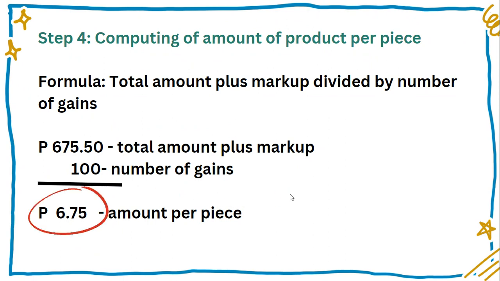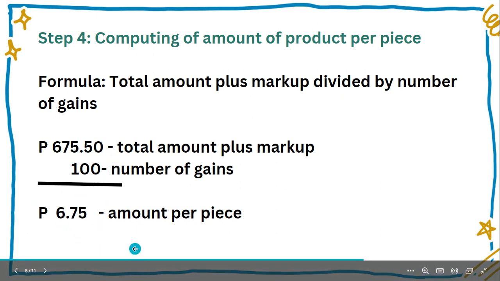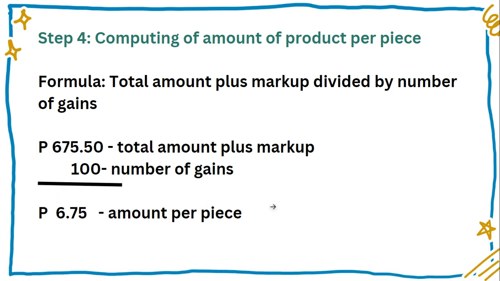If you still remember from the previous slide, or from the first slide that I showed you, this group made 100 pieces of pastillas. So we're just going to divide it. 675 pesos and 50 centavos divided by 100 is equal to 6 pesos and 75 centavos. So there you have it, children. That is how much you are going to sell the pastillas. So 6 pesos and 75 centavos per piece. Okay, there you have it, children.